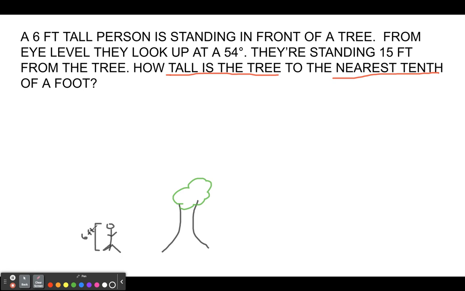All right, so we are looking up at this tree, or this person is at a 54-degree angle. So going from eye level up to the top of the tree. That is a 54-degree angle. Okay, and then it says they're standing 15 feet from the tree. That means that the distance here is 15 feet.